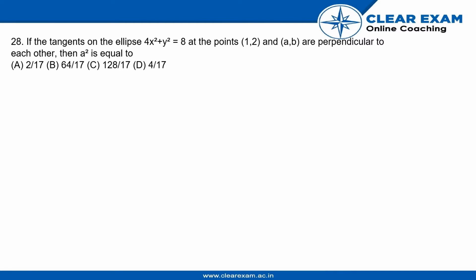So question 28. If the tangents on the ellipse 4x² + y² = 8 at the point (1, 2) and AB are perpendicular to each other, then a² is equal to, then we have to find the a² value. So let's see the solution.